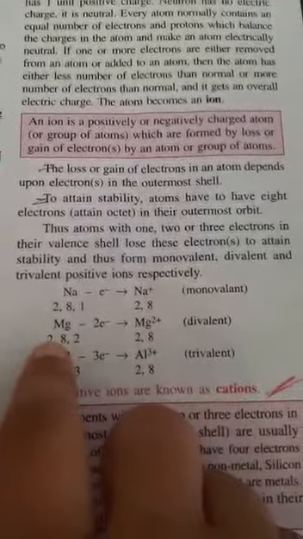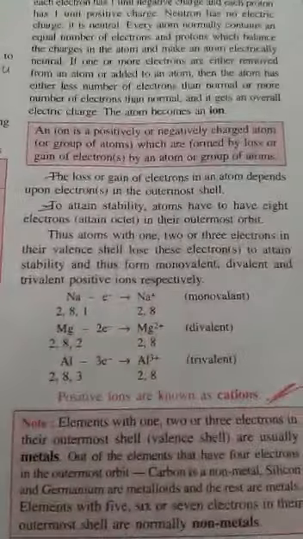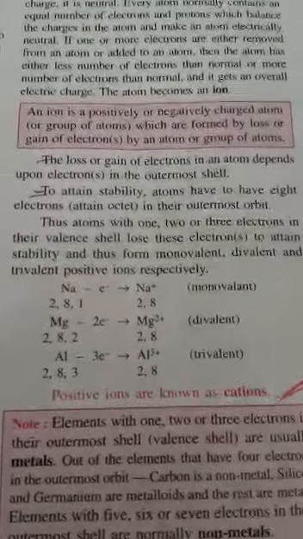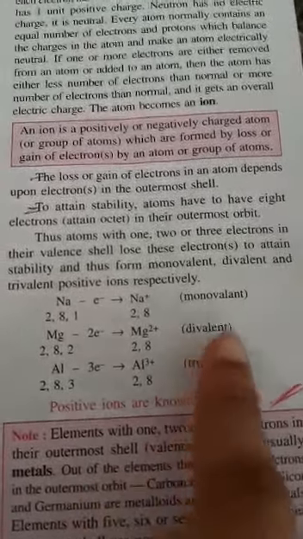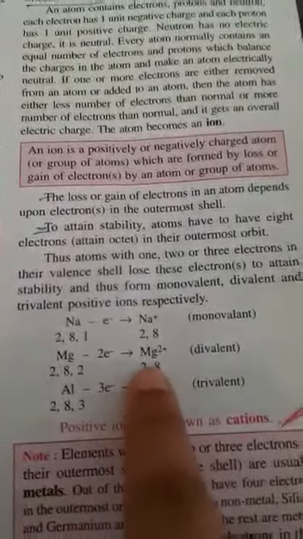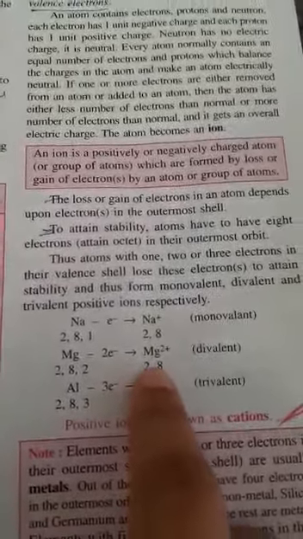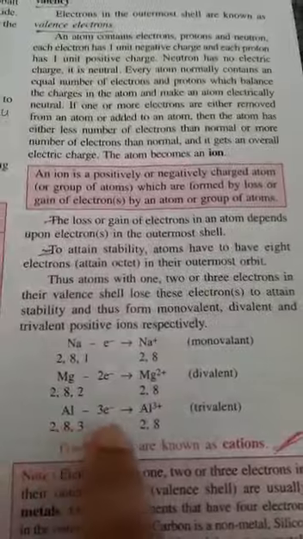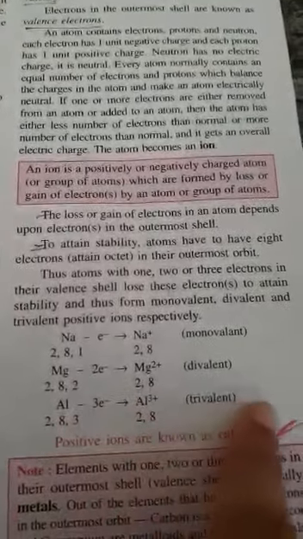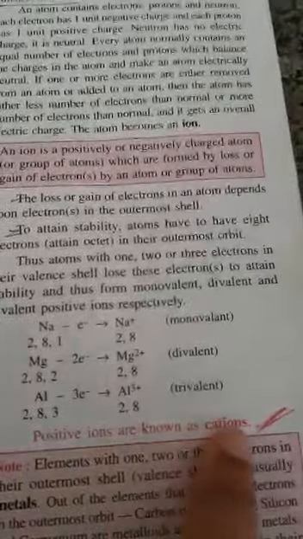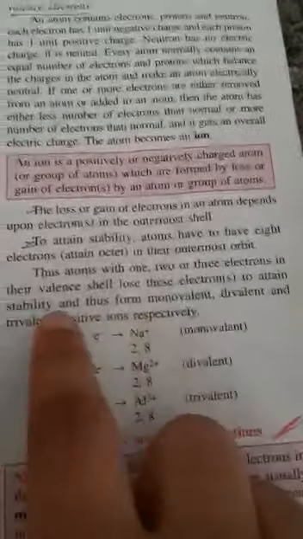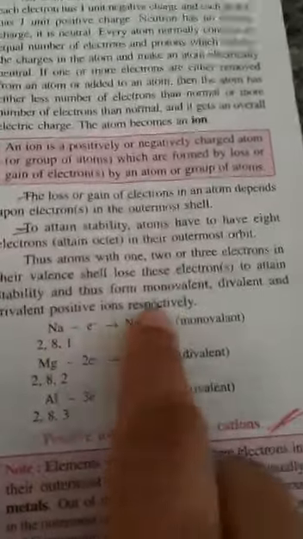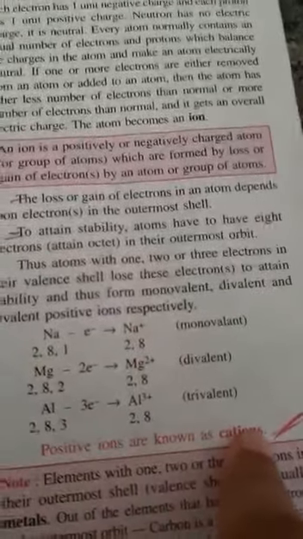The next example is magnesium. Magnesium has atomic number 12 and its electronic configuration is 2, 8, 2. It loses 2 electrons and forms a divalent positive ion having a stable outermost shell. Then aluminium has atomic number 13, with configuration 2, 8, 3. It loses 3 electrons and forms a trivalent positive ion. The positive ions are generally called cations. If an atom has 1, 2 or 3 outer electrons, it loses electrons and forms the corresponding positive ions.